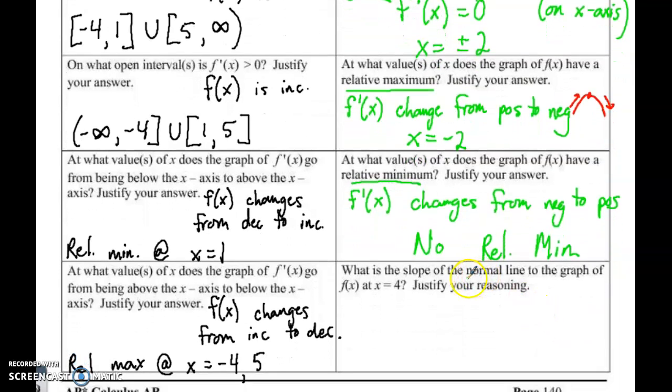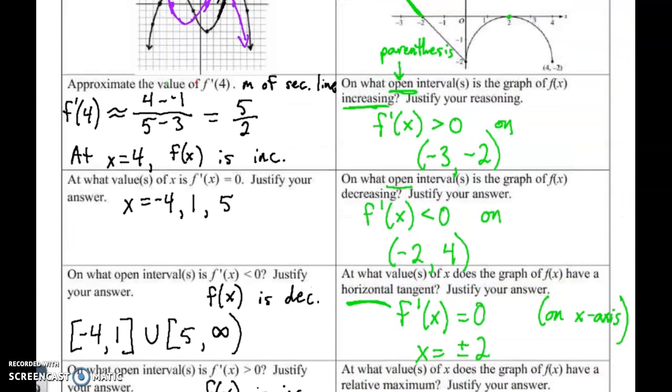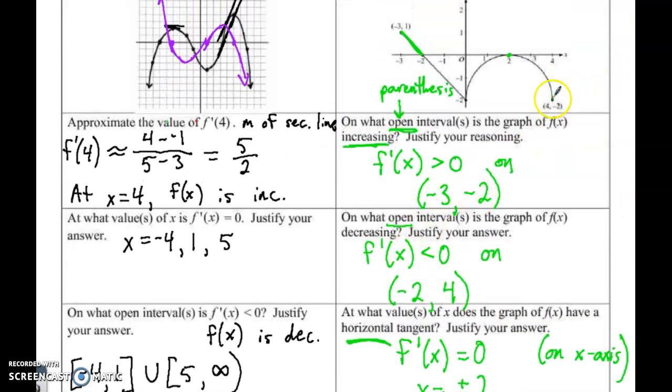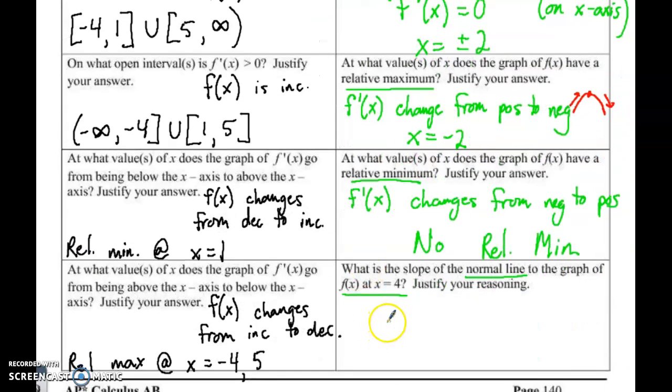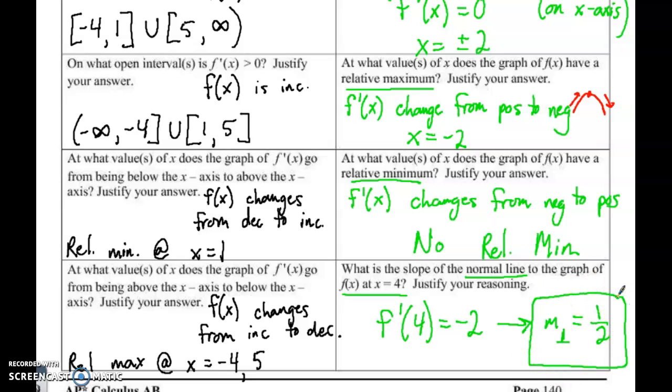So what about answering about the normal line? Now remember, for the normal line at x equals 4, you want the slope at x equals 4, which is -2. So f prime of 4 equals -2, which means the normal line is perpendicular to that. So that slope of the perpendicular, I'm just going to write it this way because we don't really have a notation for the normal line, is +1/2. Now I need to finish the notes in the next video.